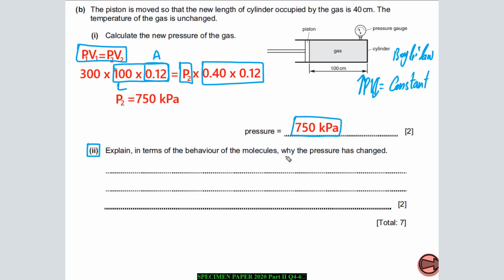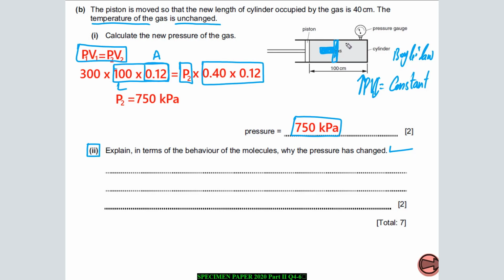Explain in terms of the behavior of the molecules why pressure has changed. As I mentioned before, the volume has been decreased now. This is a very common misconception among many students. They think that when the volume is decreased, the speed of molecules increases. No, the speed of molecules only increases if the temperature increases. In this case, the temperature of the gas is unchanged, which means the speed of molecules is not changing.